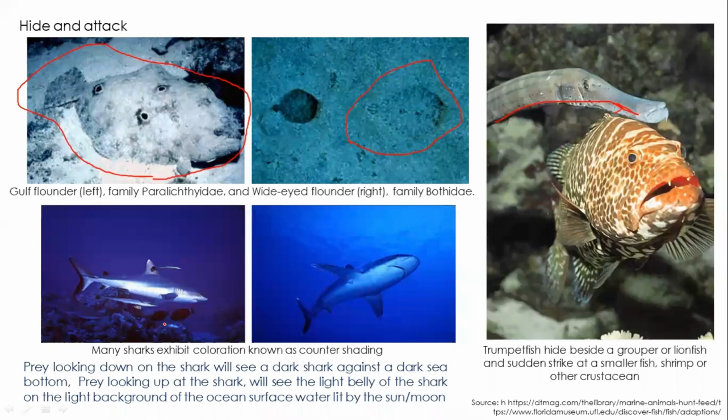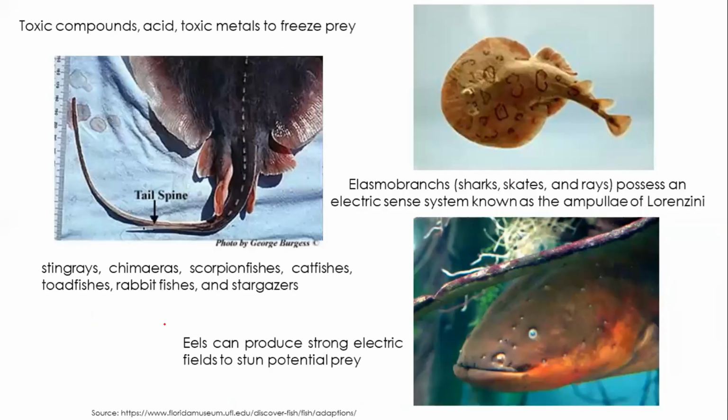So what happens if the prey is looking from down, then they may get confused that the light is coming from the top, and they may not be able to visualize these sharks. Whereas from the top, if the prey is seeing the bottom is dark, then again they will get confused that there is a predator, and they may go near to that predator, right? So these are some of the examples of how hide and attack works in the marine environment.